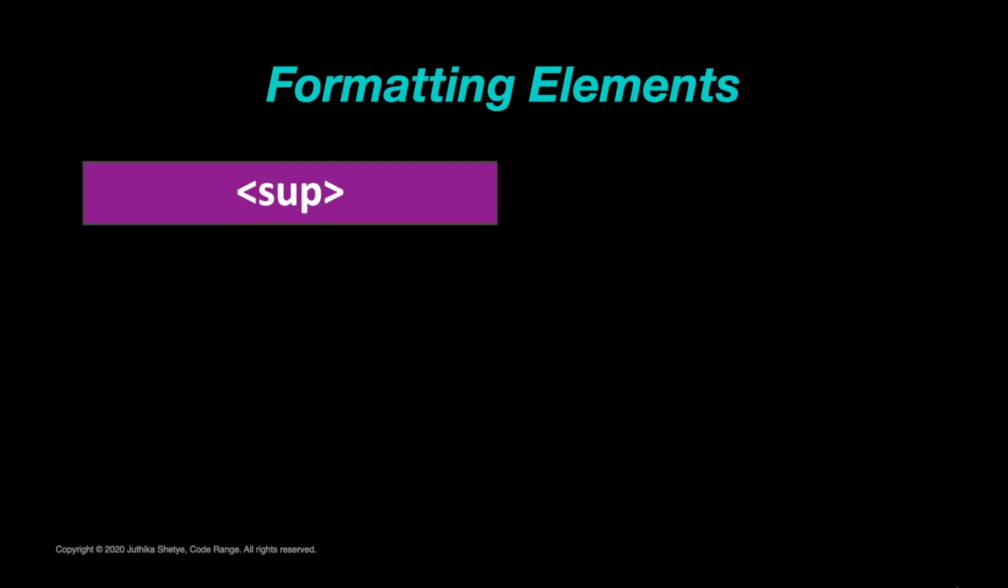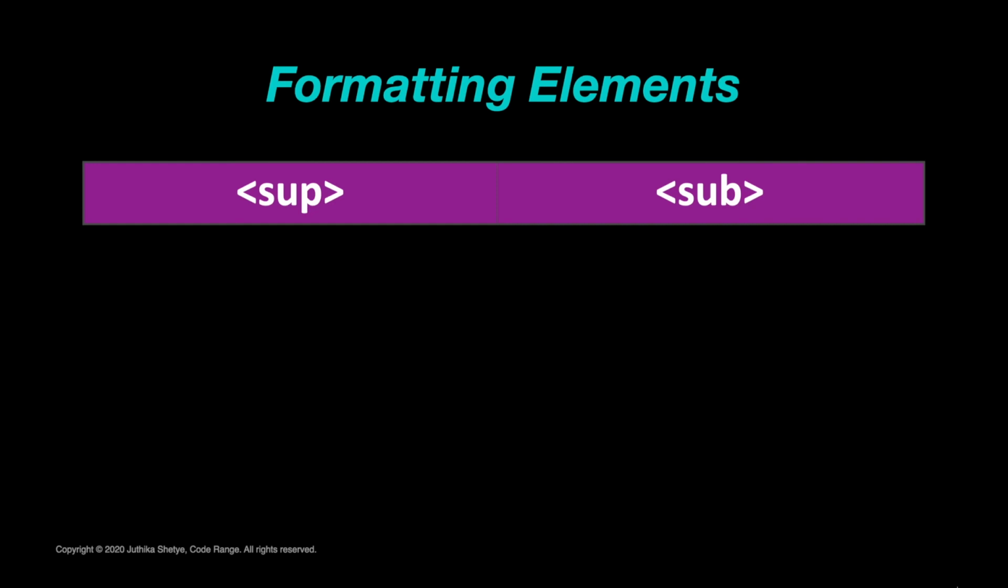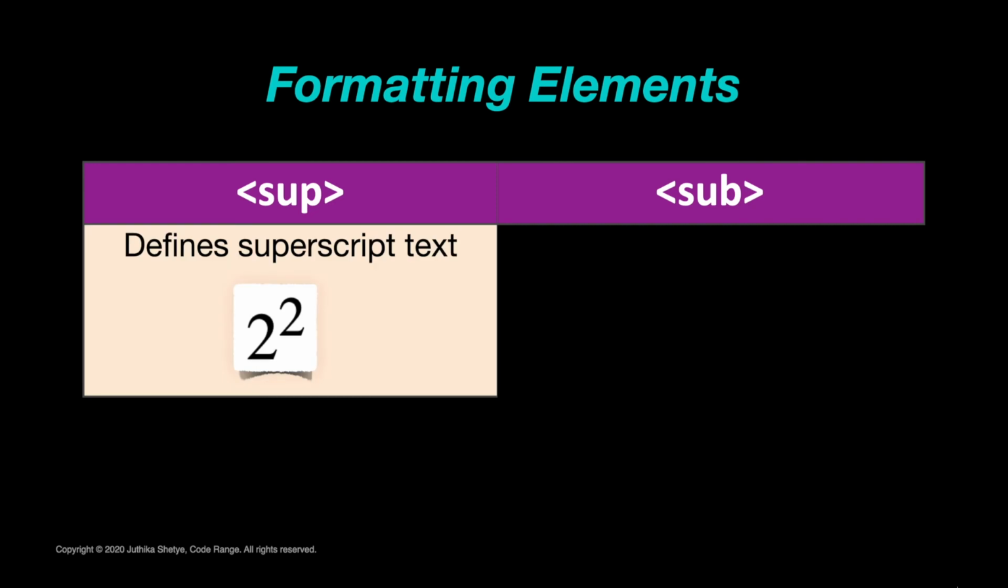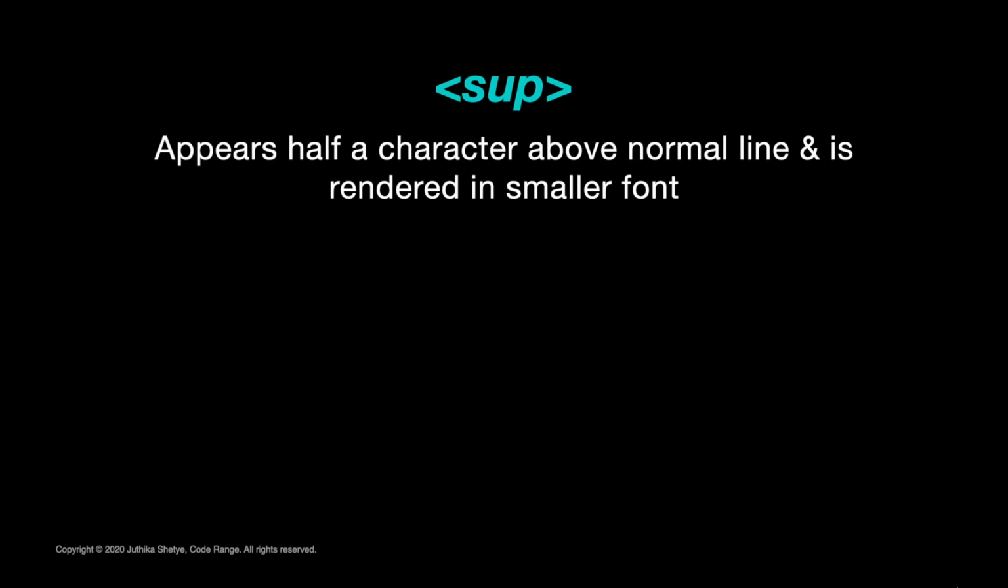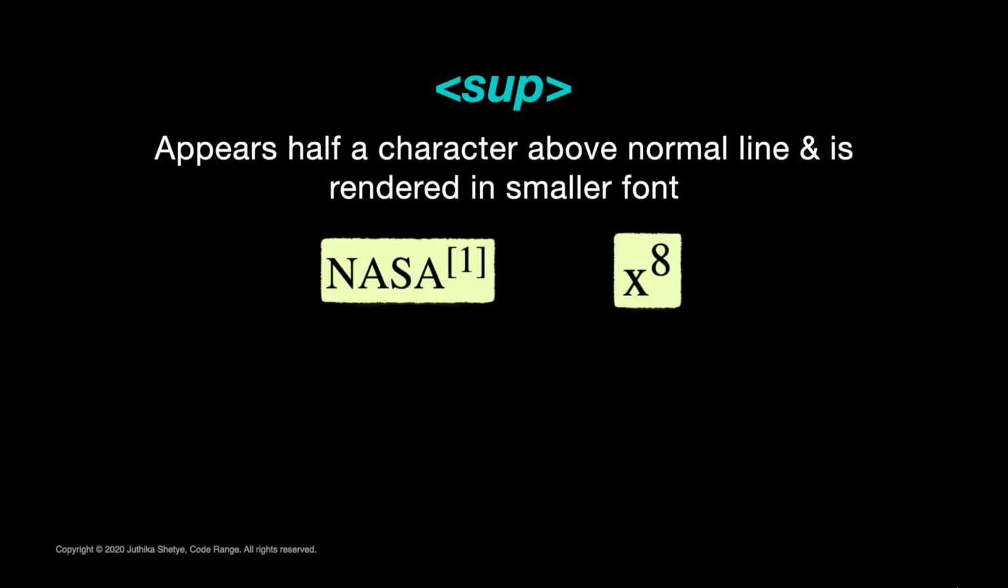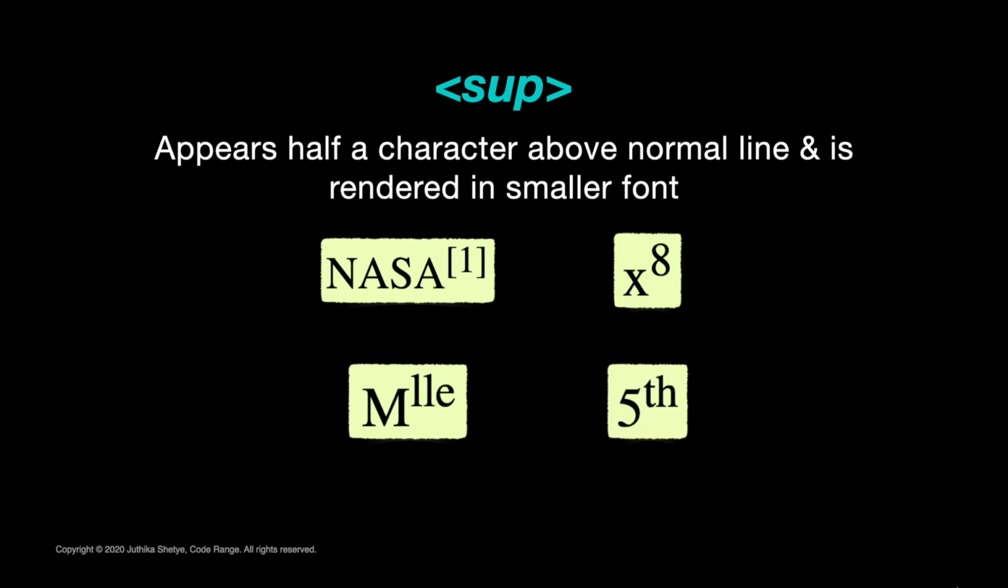They are the sup and sub elements. The sup element defines superscript text and the sub element defines subscript text. Superscript text appears half a character above the normal line and is sometimes rendered in a smaller font. Superscript text can be used for footnotes, for displaying exponents, superior lettering, which is used in some languages for rendering certain abbreviations, or even for representing ordinal numbers.